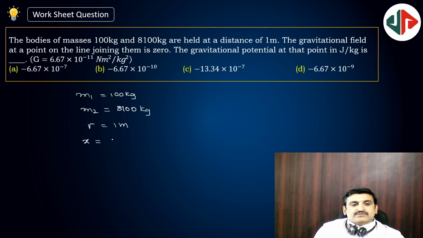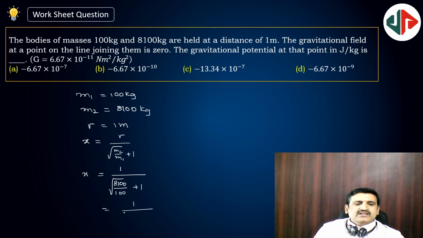Let me write the formula: x is equal to R by square root of m2 by m1 plus 1. So x is equal to, what is the R value? 1 meter, I'll take in meters only, okay, no problem, by square root of m2, which is 8100 by 100, plus 1. So this is 1 by, zeros will go, root 81 will be 9, 9 plus 1 will be 10. x is equal to 1 by 10 meter from m1.